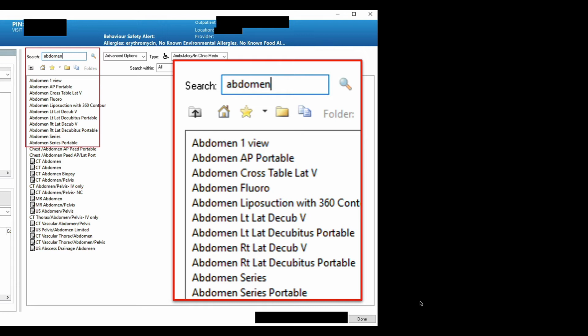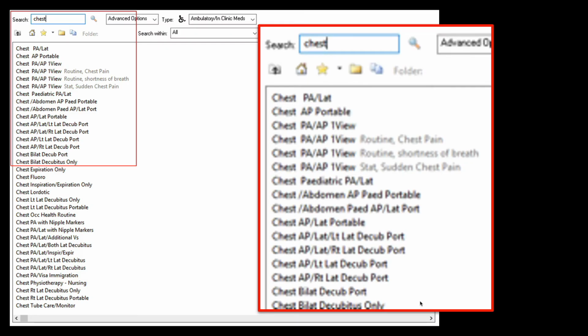Notice that there are many abbreviations that may ask for the examination to be performed in various positions, portably, or, in the example of a series, multiple images taken. These are the order search results for the keyword chest, which results in various options for a chest X-ray, again with options for indication, stat priority level, decubitus positions, images in maximum inspiration or expiration, and so on.